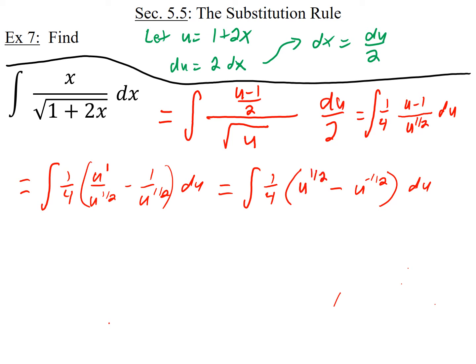Okay, now it's ready to go. We can integrate now because it's a difference. When it's a difference, you just integrate separately. And when there's a number in the front, you copy it down. So to do this integral now, you copy the 1/4 down, and then you do the antiderivative of the rest.